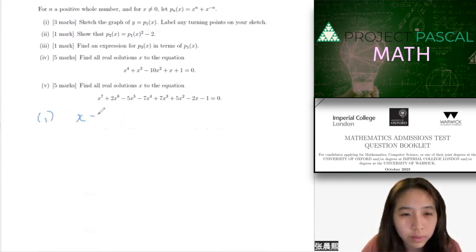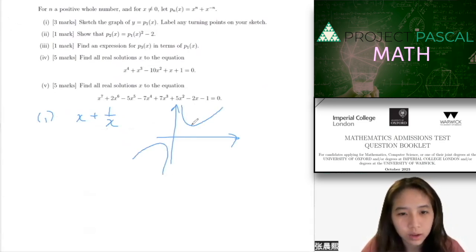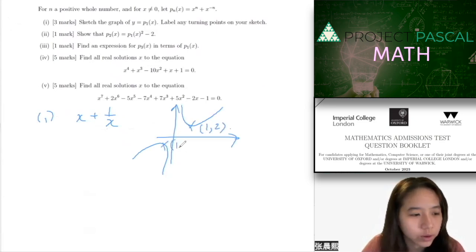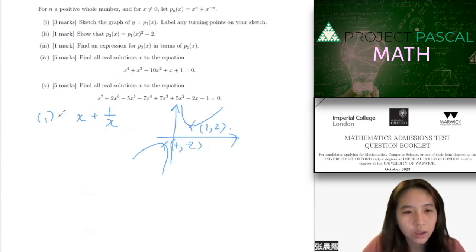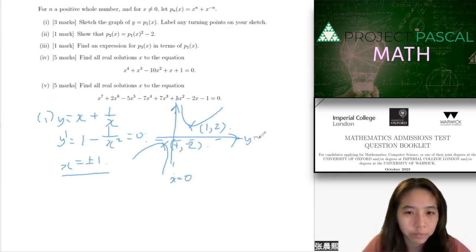Sketch the graph of x plus 1 over x. Label any turning points. So the graph of x plus 1 over x is quite a standard problem. So turning points are at x equals 1 or x equals negative 1. So you get that after you take 1 minus 1 over x squared equals 0 and x equals plus or minus 1. So you have to have this in your working as well to make sure you've gone the extra step of looking at what the turning points are. And the asymptotes are x equals 0 and y equals 0.